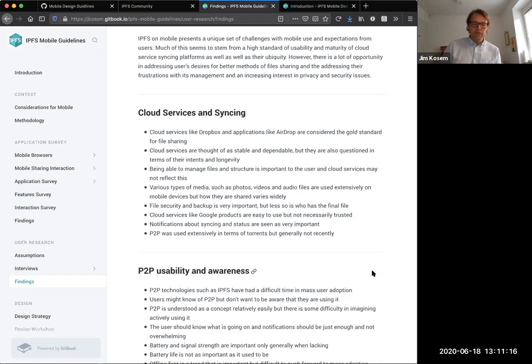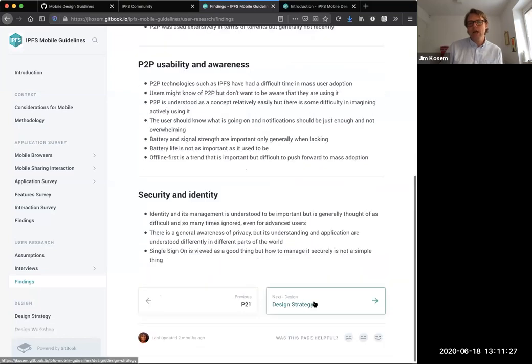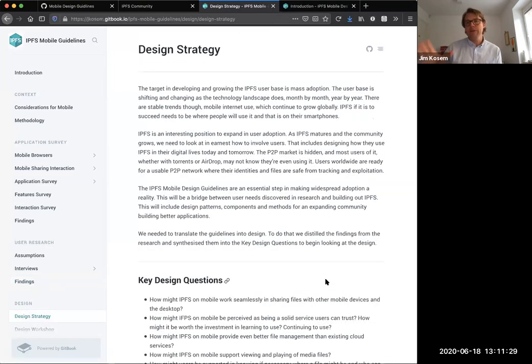So again, looking at the offline, making this dependable is part of it. And then looking at security and all these other things. So moving on into the actual design, and the part of it that was around the design strategy.